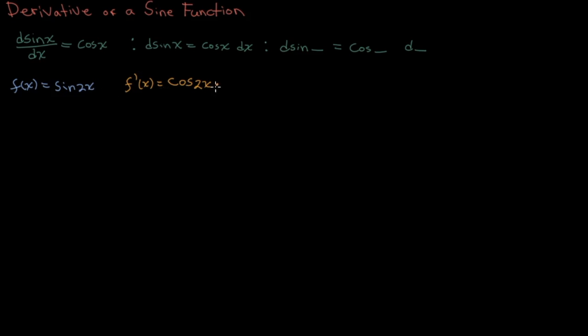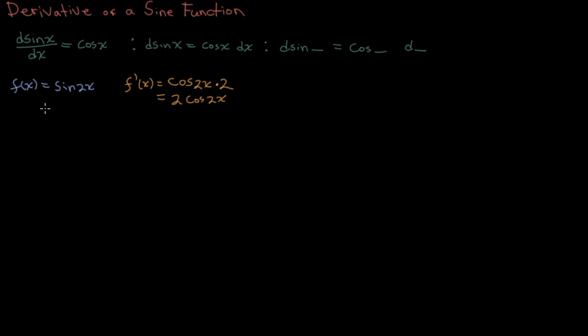As we learned in the previous video, using the power rule, the derivative of 2x is just 2. So we would write that. And if we wanted to clean it up a little bit, we can just write 2 cos 2x. And that would be our answer.